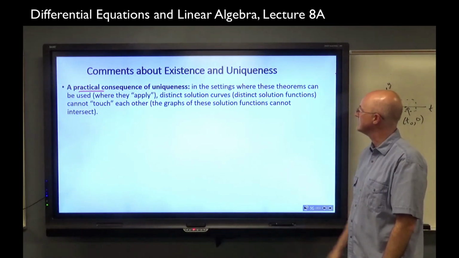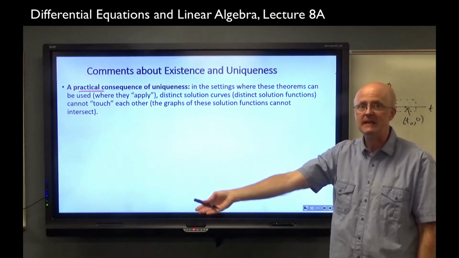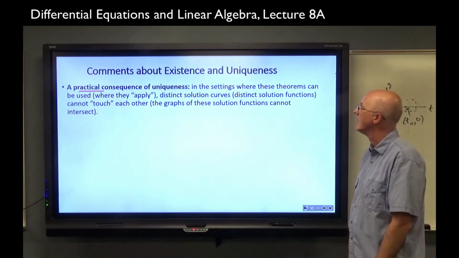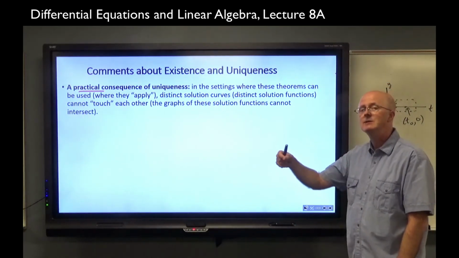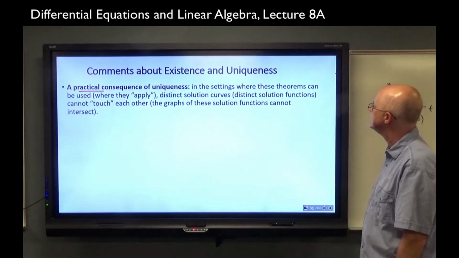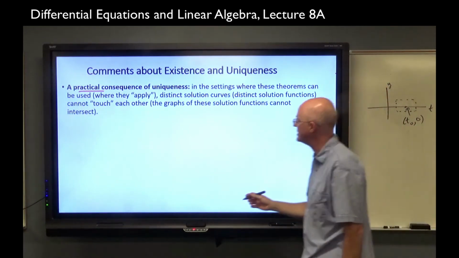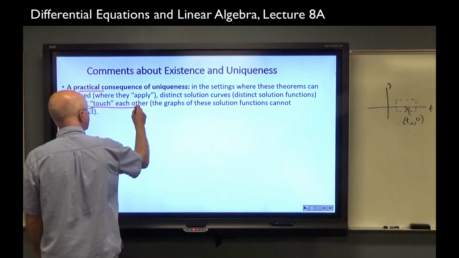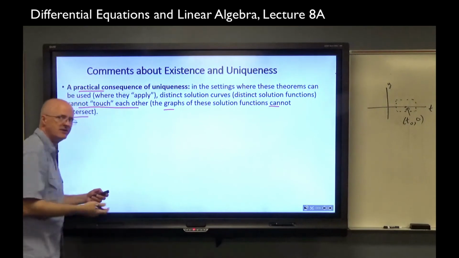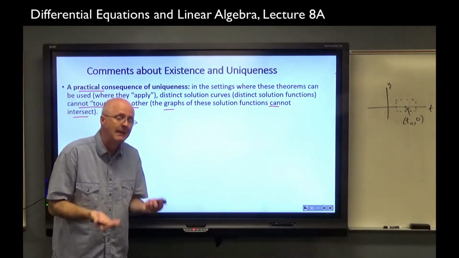What's a practical consequence of uniqueness? In the setting where these theorems can be used, like the FTC, when we have a pure antiderivative problem, or this more general theorem, where f of t, y is continuous and the partial of f with respect to y is continuous on this rectangle, distinct solution curves, in other words, the distinct solution functions, cannot touch each other. In other words, the graphs cannot intersect. The intersection of the two graphs as sets of points is empty.